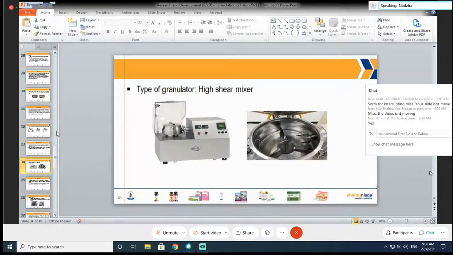This is a type of granulator we call a high shear mixer, and the high shear mixer comes in different bowl sizes. This is a bowl. The high shear mixer contains an impeller, with three blades here, used to mix the dry powder and to distribute the granulating solution when it is added into the dry powder. After proper mixing, this is a chopper. The chopper is used to break up the wet mass into small pieces and granules.